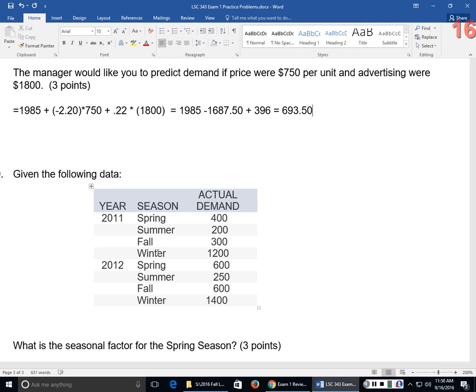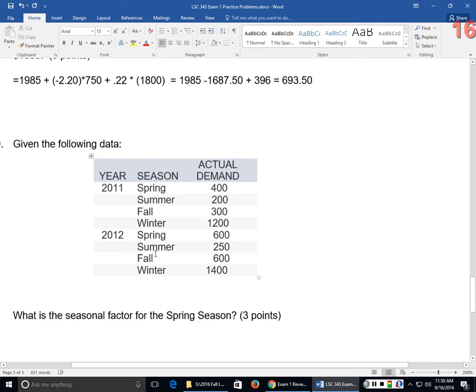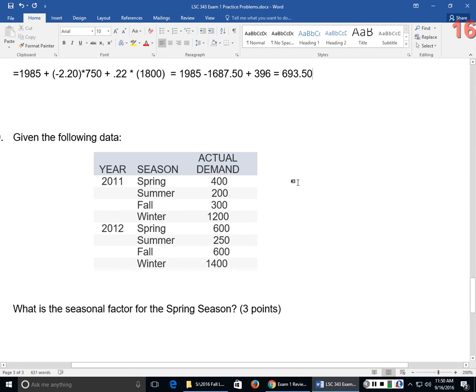So what we want to do is figure out what the seasonal factor for spring is. So can you help me out with what's the first step you would do if you were trying to find a seasonal factor? Don't you take the average of spring both times?